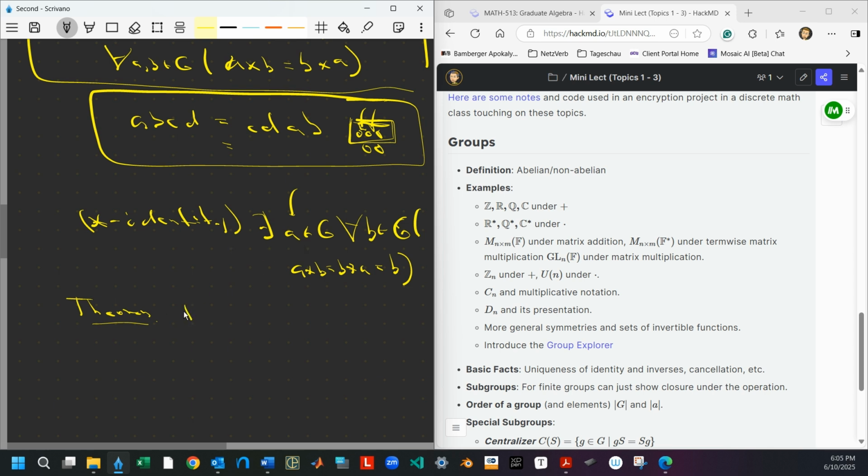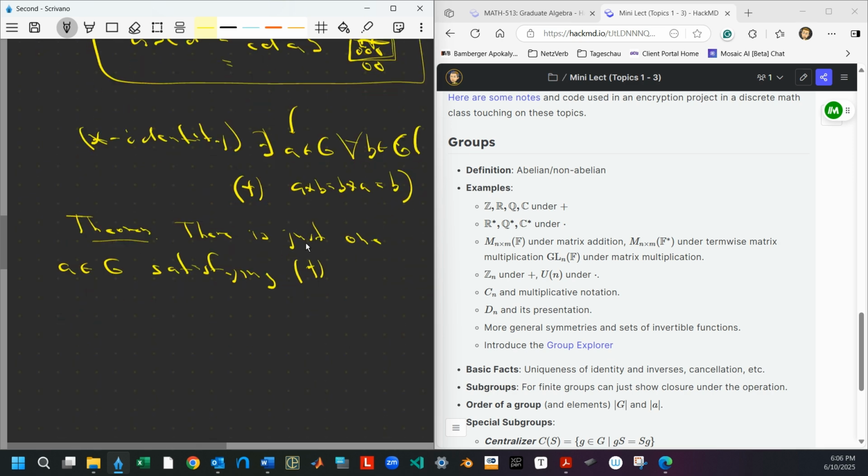Any A satisfying this is unique, right? So there's just one A in G satisfying this. I'll call this thing here dagger. I'm using star for multiplication, so I'll call it dagger. Dagger is what we call this symbol. It looks more like a dagger in TeX, right? I guess it looks kind of like a cross here. I could call it cross, but maybe that's bad, so I'll call it dagger anyway.